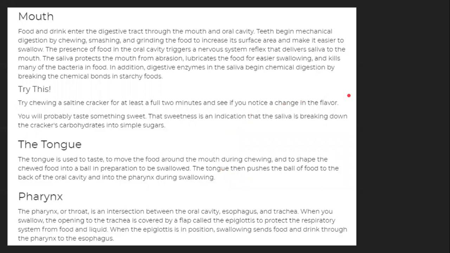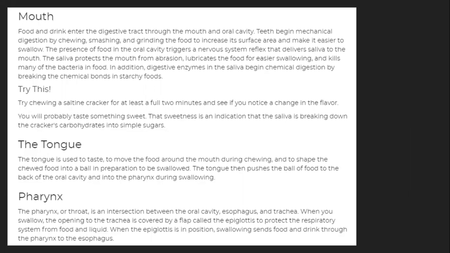All right, so the food begins at the mouth. So the mouth is important for many different reasons. First of all, it begins the digestive process. So the first thing that it does is it provides mechanical digestion. So the teeth and the movement of the mouth, right, crushes and grinds the food into tiny pieces.